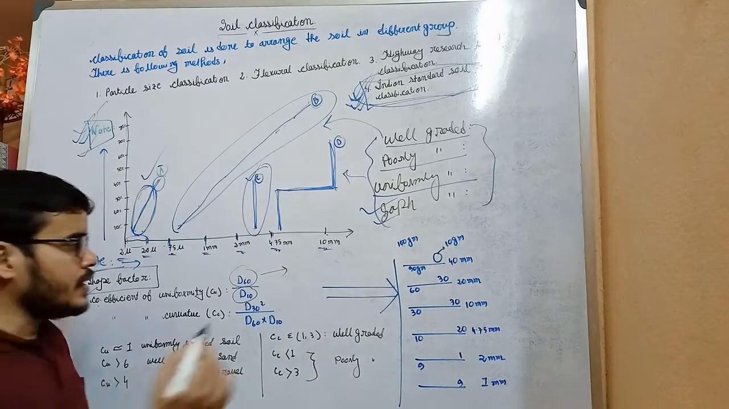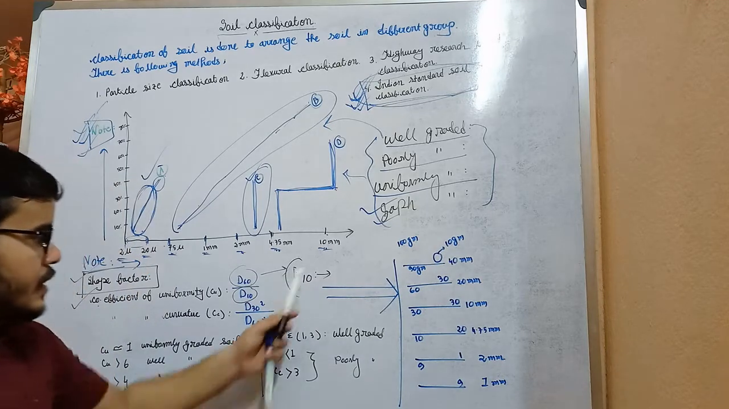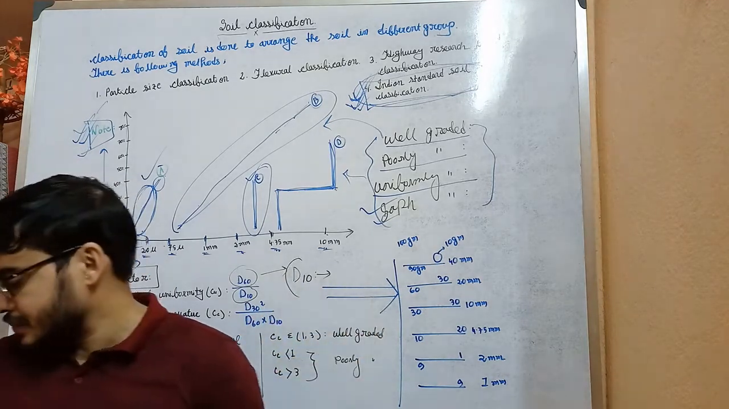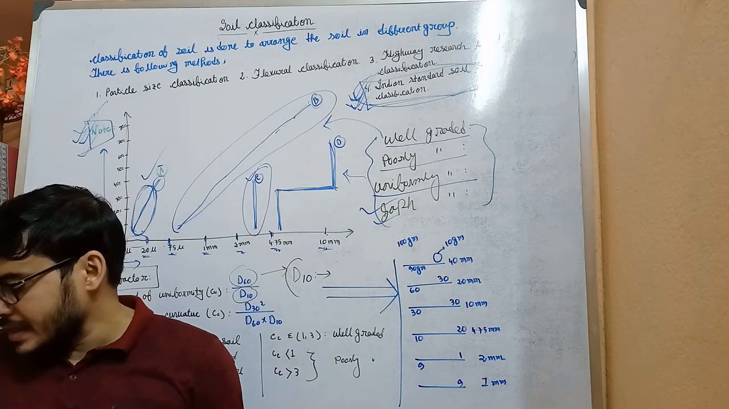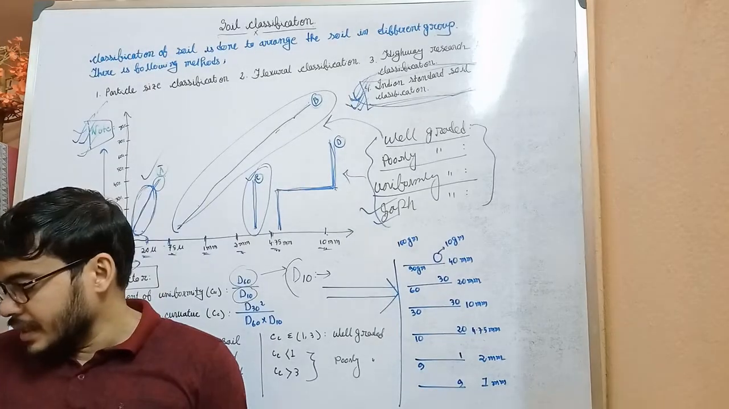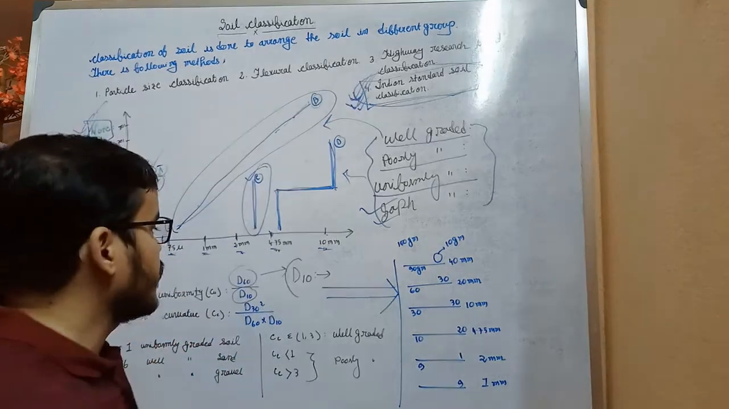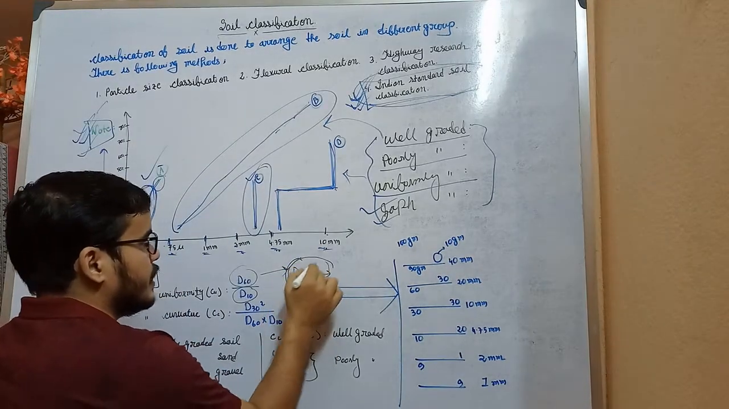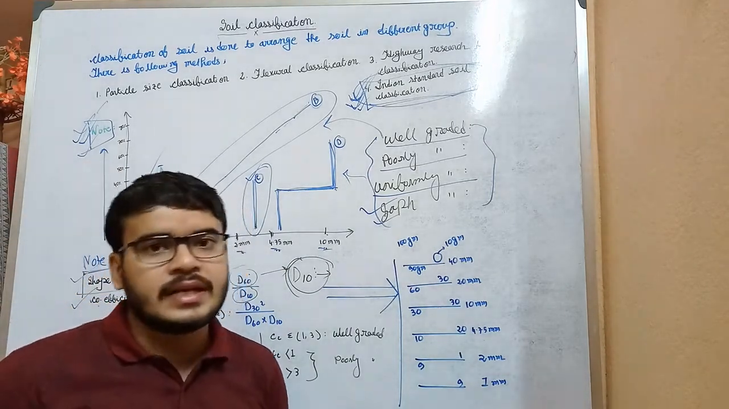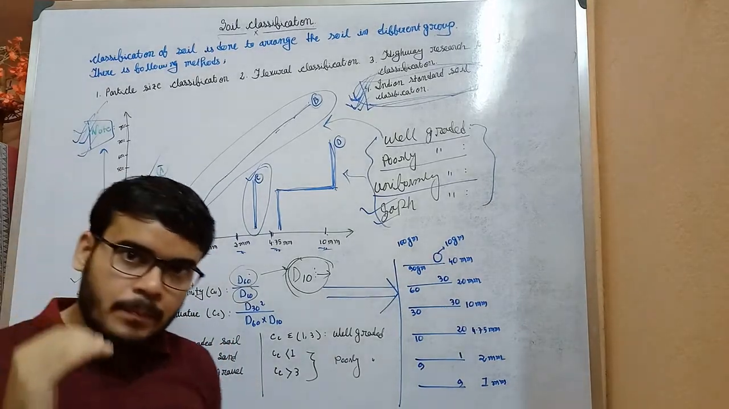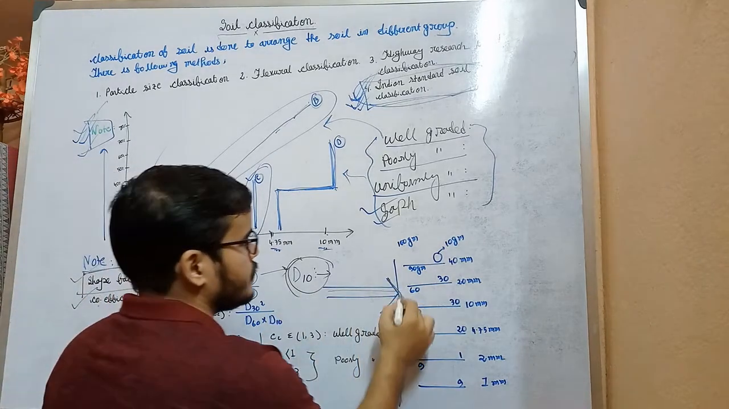Write a note here. D10 means it is the size of the sieve, in millimeter, from which 10% of particles are finer. So if you understand D10, D60 and D30 are similar. The size of the sieve from which 10% of particles are finer, that means 10% of particles will pass through that respective sieve. Now look into this picture.